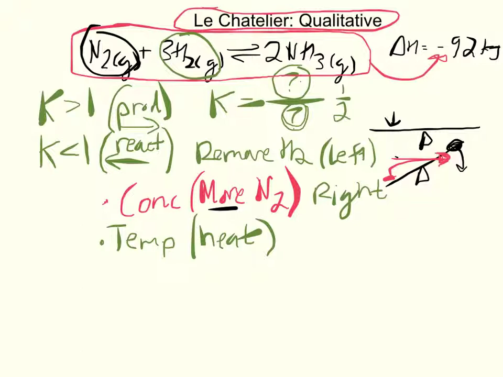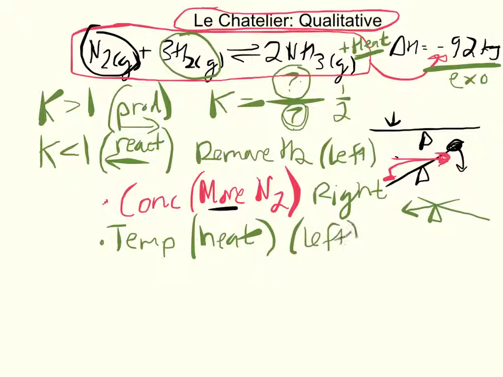Well, we have to figure out now, is it endo or exothermic? To check yourself real quick, you should be able to know immediately, since this is a negative value, it's exothermic. So heat is essentially a product. So now we use the same rules as before. If we're adding more heat, we're adding more product. So we're going to have to get back to equilibrium, we're going to have to shift to the left. So this reaction would shift to the left.